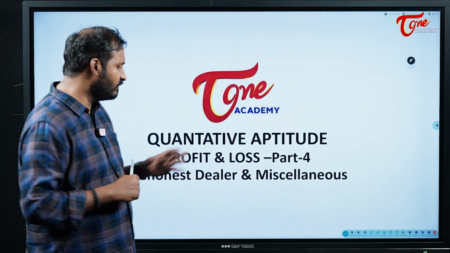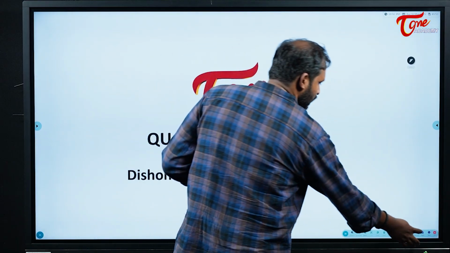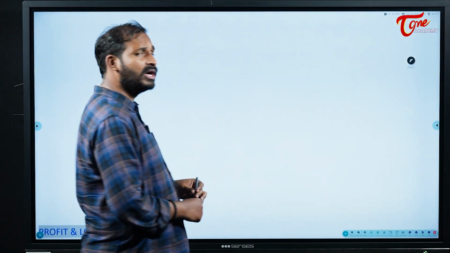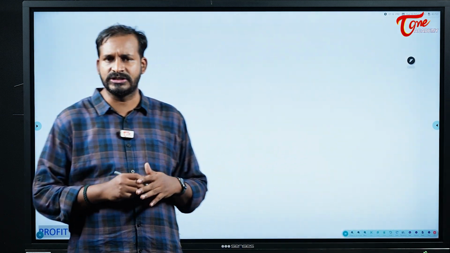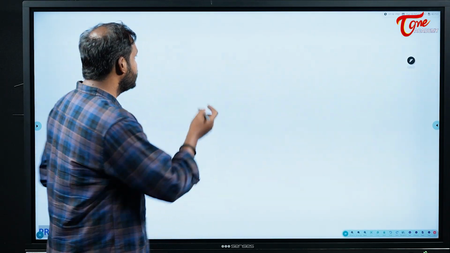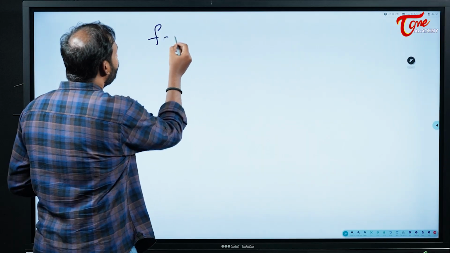Okay, for now we will see this concept, that is the dishonest dealer questions. Now, what is meant by this dishonest dealer? That means usually the shopkeeper will sell the goods at the cost price only, but he will use a false weight. Dishonest dealer means he will use a false weight.